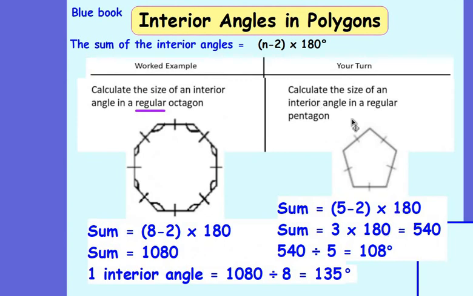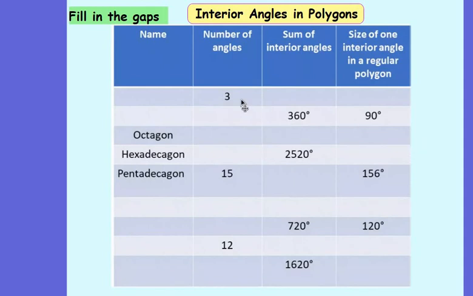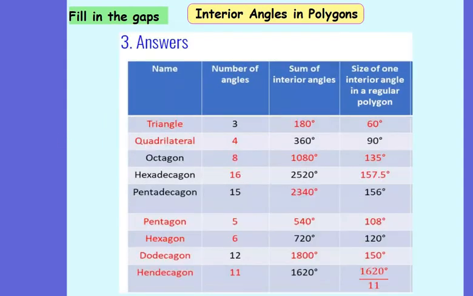Can you make sure you've got this example in your dark blue book for me? Pause the video if you need to. And then in your light blue book, can you have a go at filling out this table? I filled in some of the parts for you. Can you work out the name of what that polygon might be, the number of angles within it, the sum of what those interior angles might be, and the size of one interior angle in a regular polygon? Pause the video and have a go at those questions now, please. And these are the answers. Please check your work and see how you did.